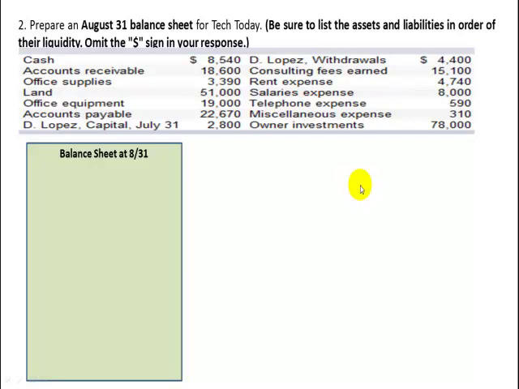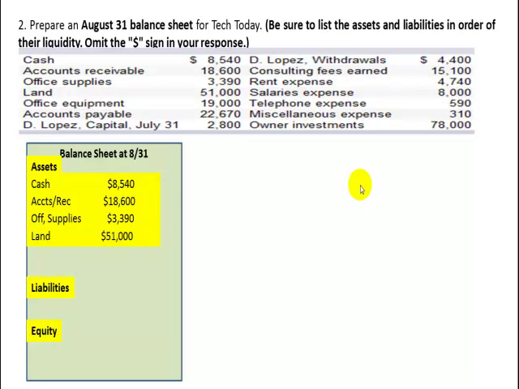We're going to do the first thing, which would be assets, liabilities, owner's equity, and our first and most liquid account, of course, is cash, 8540. Then we've got accounts receivable, 18,600. Then we've got office supplies, which would be 3390. Then land of 51,000. Office equipment would be 19,000.